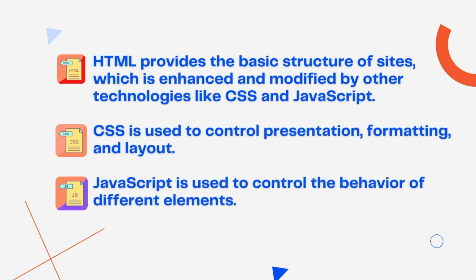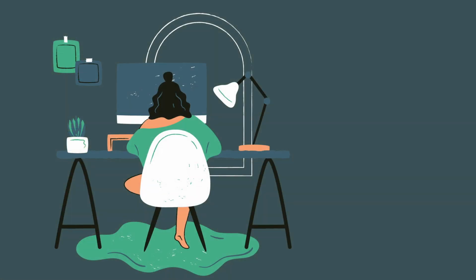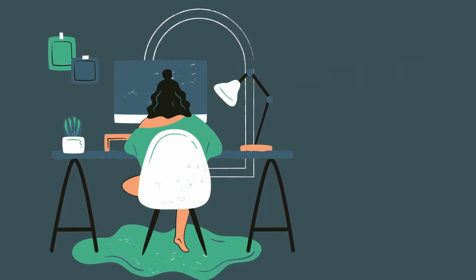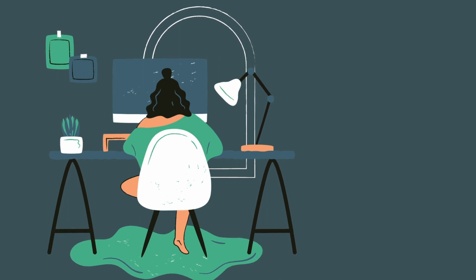The main takeaway is that learning HTML, CSS, and JavaScript is essential and you need to learn them to become a front-end developer. HTML provides the basic structure of sites, which is enhanced and modified by other technologies like CSS and JavaScript. CSS is used to control presentation, formatting, and layout. JavaScript is used to control the behavior of different elements. In the next video, we will jump into another programming language, Python, and discuss key differences between Python and JavaScript, the two popular and powerful programming languages.